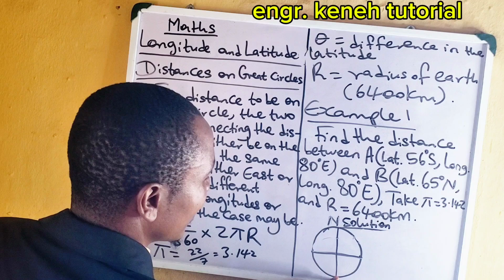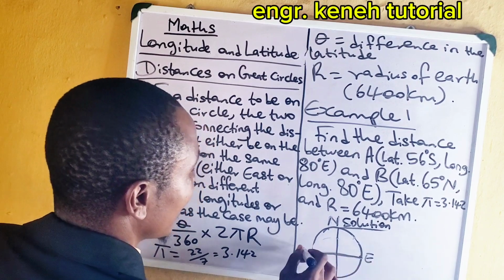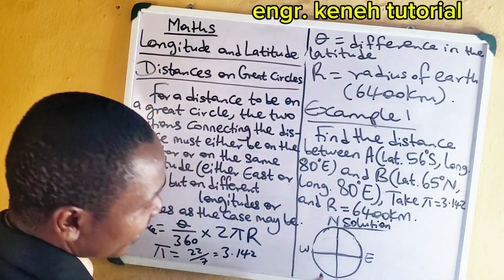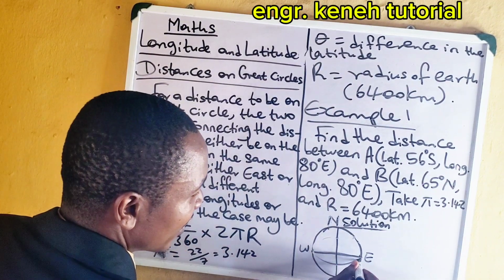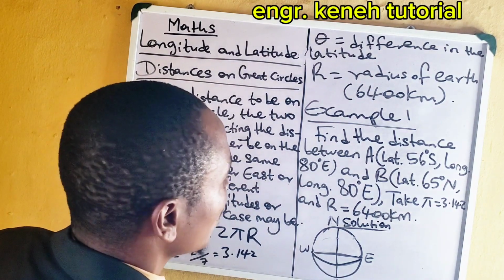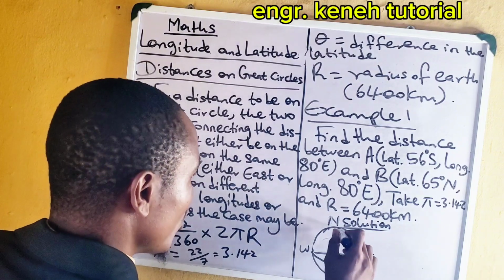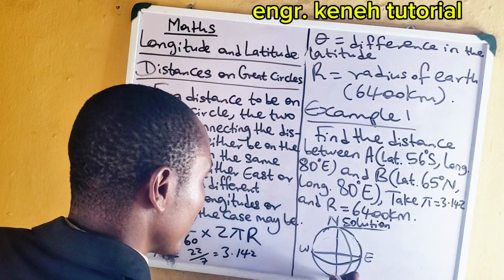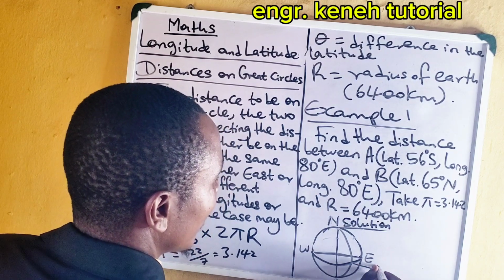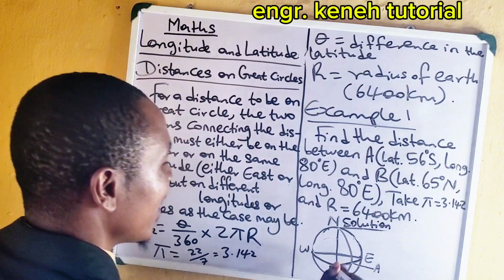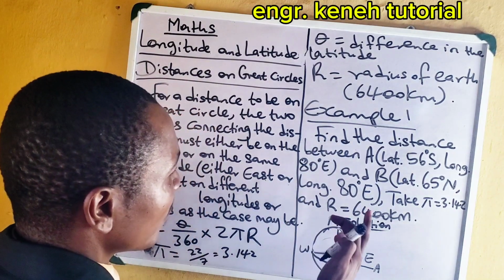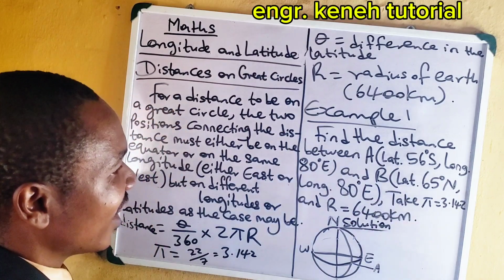Remember, down here is south, here is east, and here is west. If you're talking about 56 degrees south, south is this side, so you should come this side. Is it clear? And they said longitude 80 degrees east. Look at east here, so it should be somehow like this. Look at where they meet. At this point, you have your A. So next, we have point B. They said latitude what?